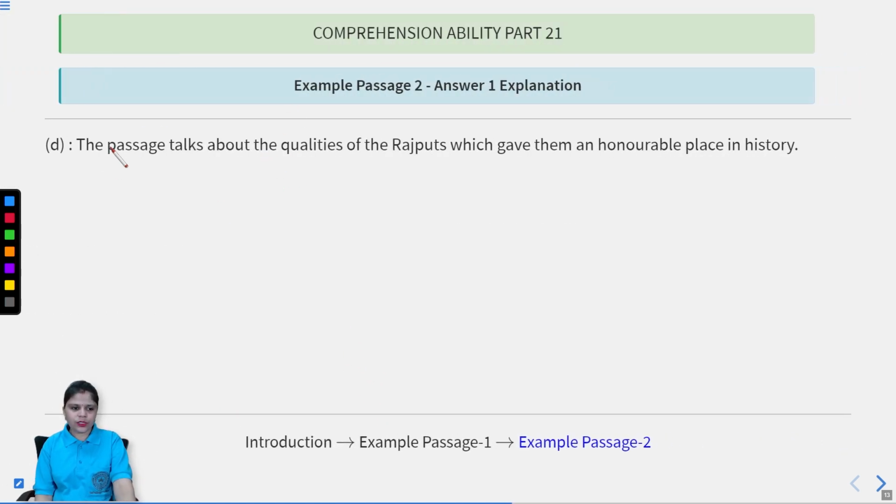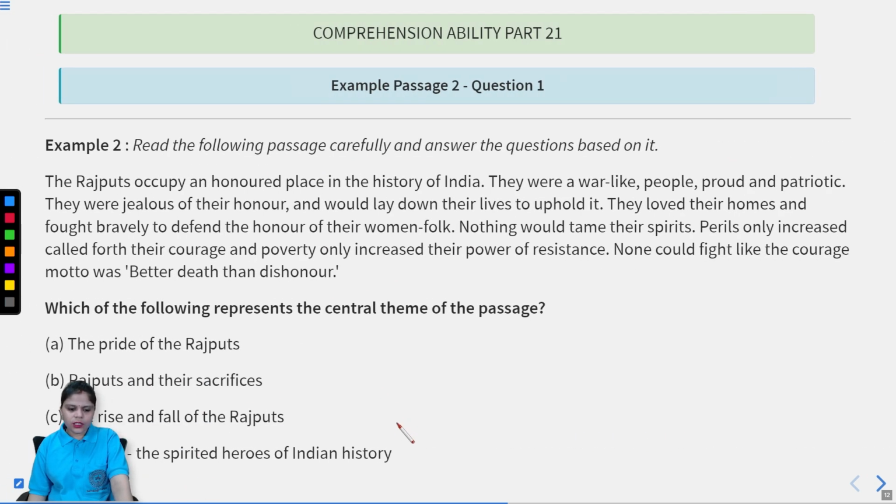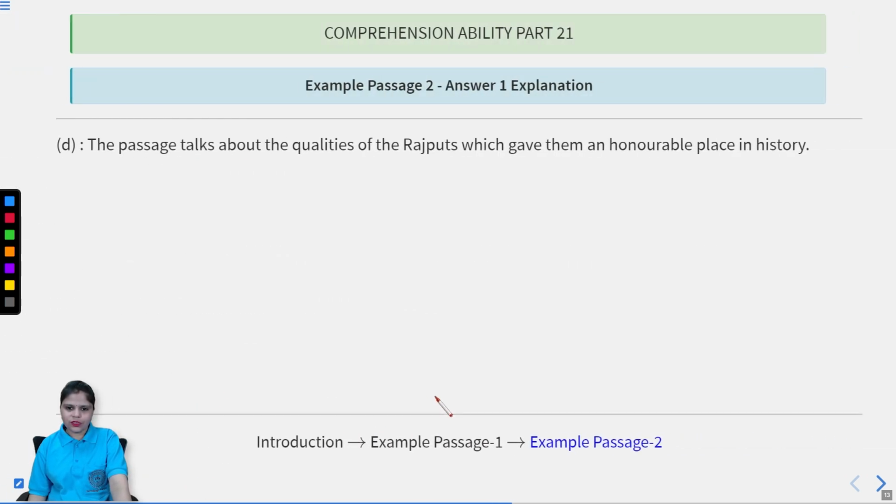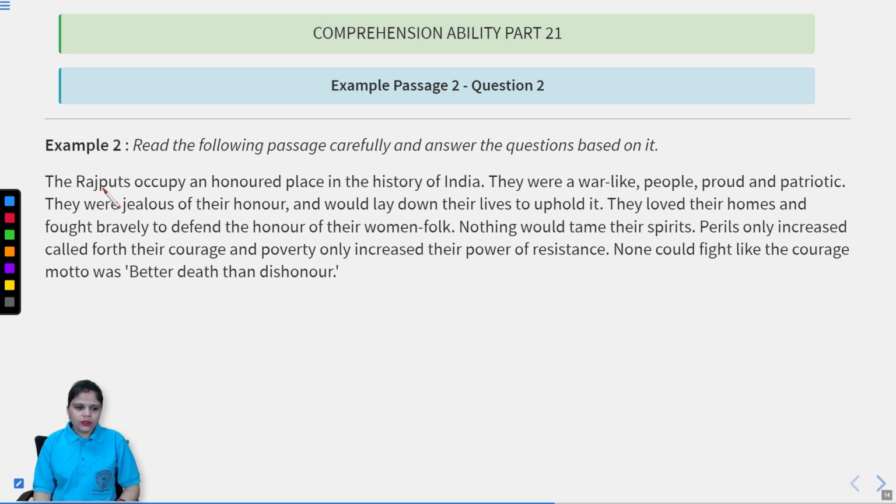Here is the explanation. The passage talks about the qualities of Rajputs which gave them an honorable place in history. That is why its theme is the spirited heroes of Indian history. Now let us move to the next one.